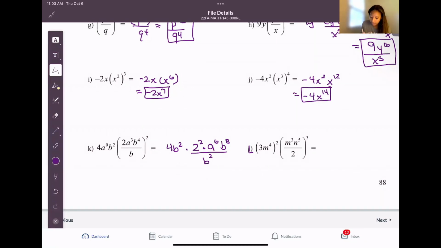All right, and of course we can write this all as one fraction. There are a couple ways you can do it. The most obvious thing that I would do is cancel out those two b squareds. And then what's left? 4 times 2 squared would be 4 times 4, which is 16. And then we have an a to the 6th and a b to the 8th.